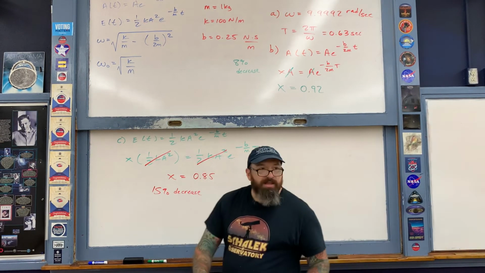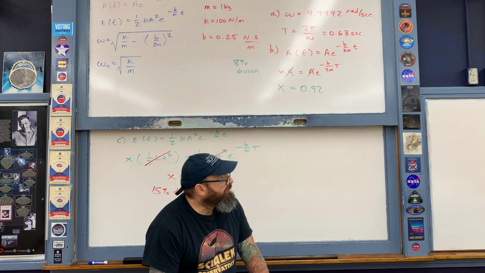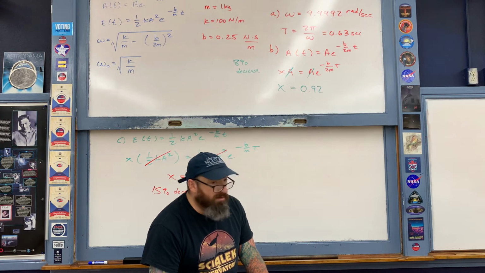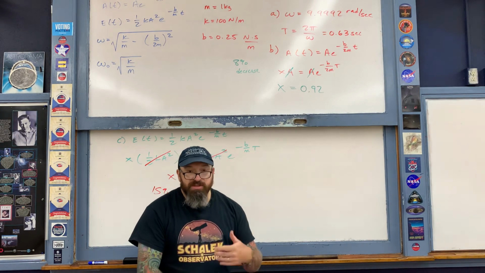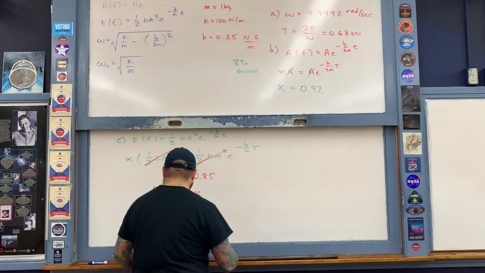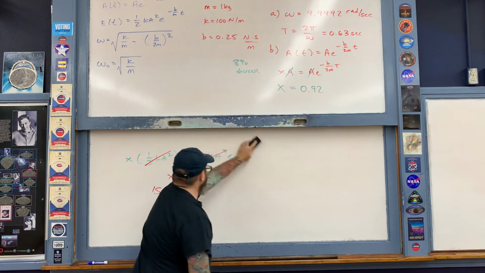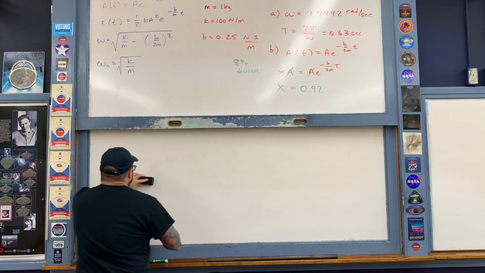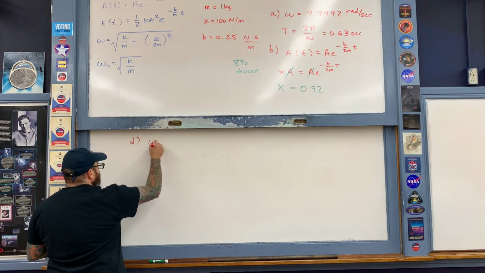Okay, so it's asking us the following. What is the percent difference between the natural frequency, omega naught, and the actual angular frequency, omega, of the DHO? So think of this as a percent error calculation for part D. Okay, so for part D, here's what we're going to calculate.